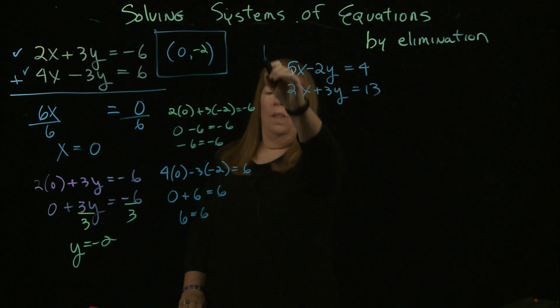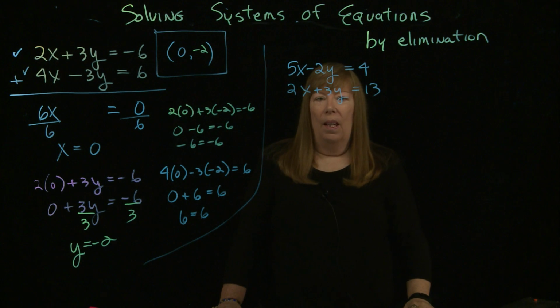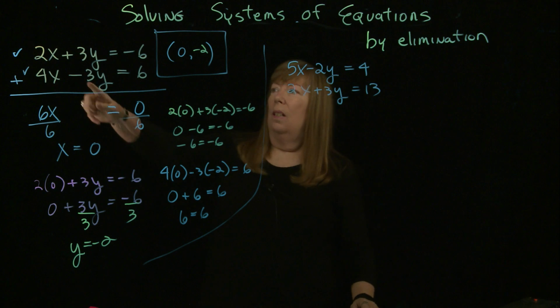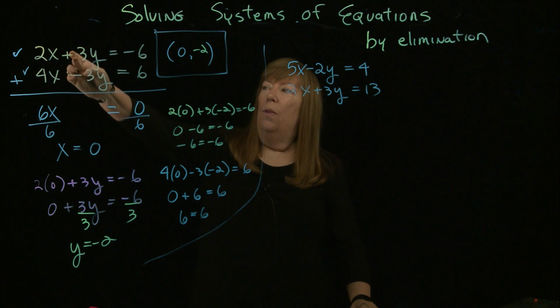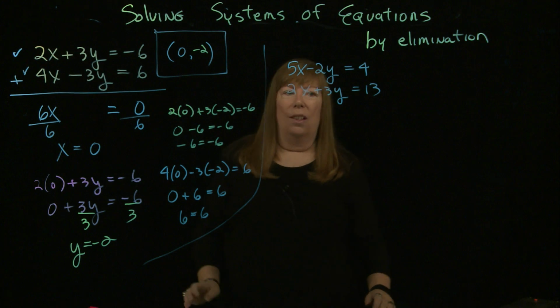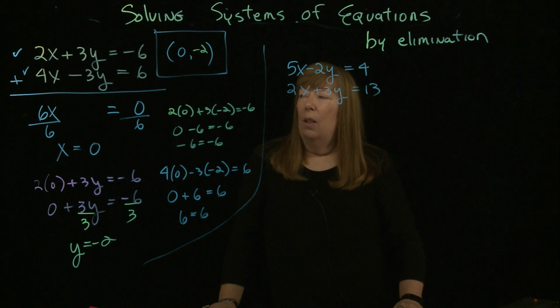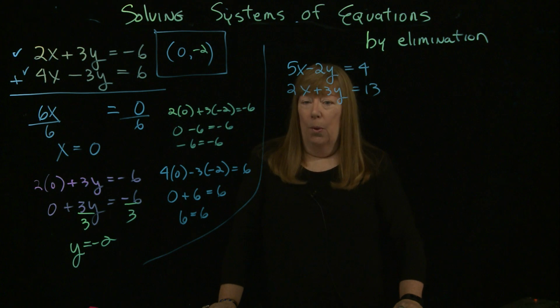Okay, so why was that so easy? That was incredibly easy, wasn't it? The reason that was so easy is because, look, the coefficients of y were exact opposites of each other, and they canceled each other out. That's what we mean when we say elimination. We're trying to eliminate one of the variables.